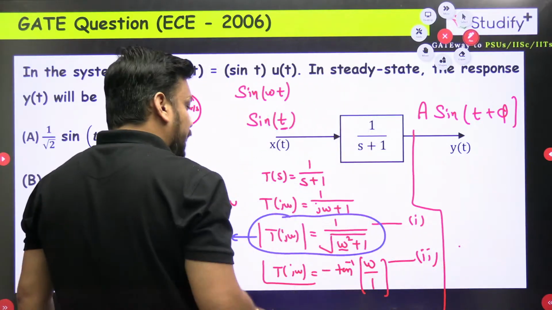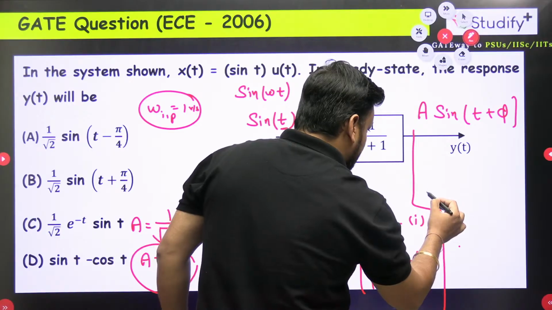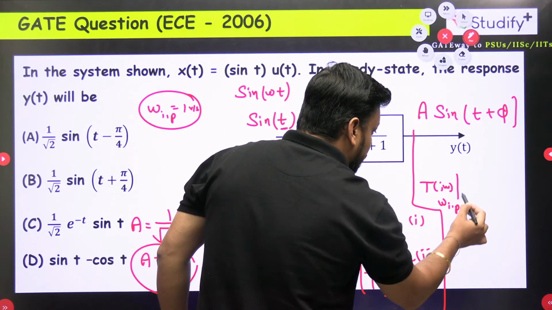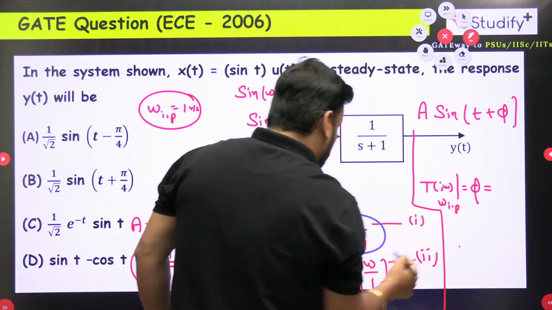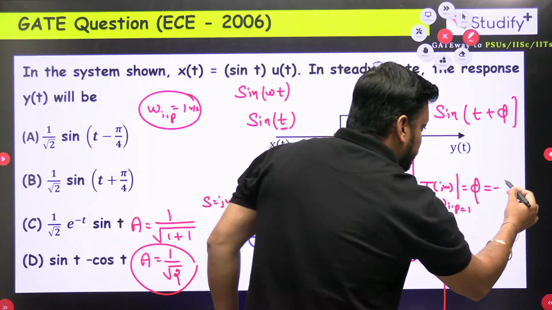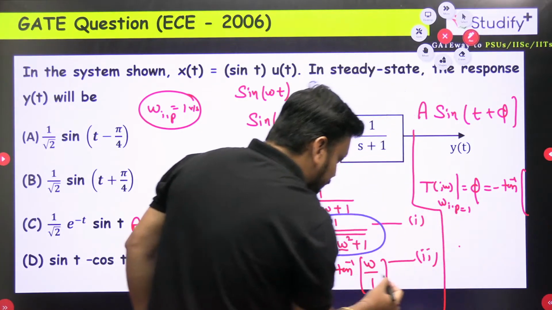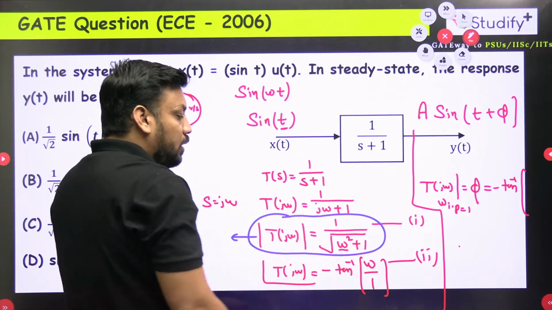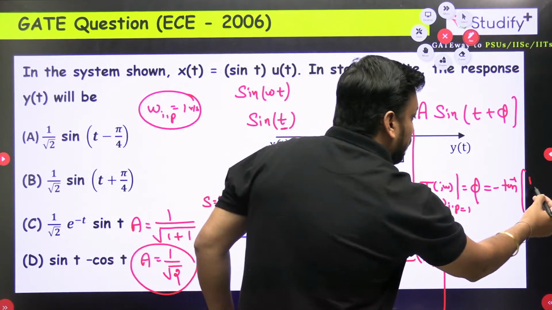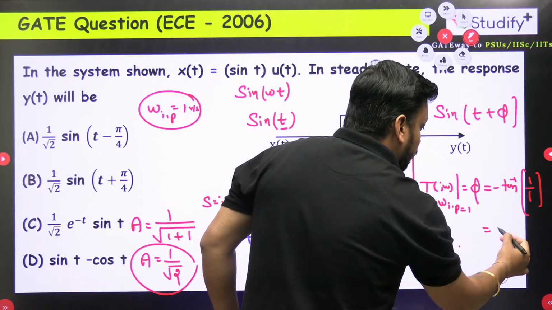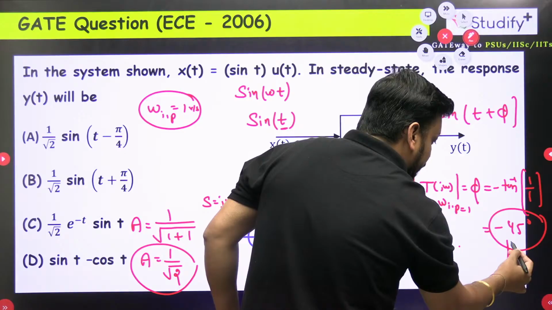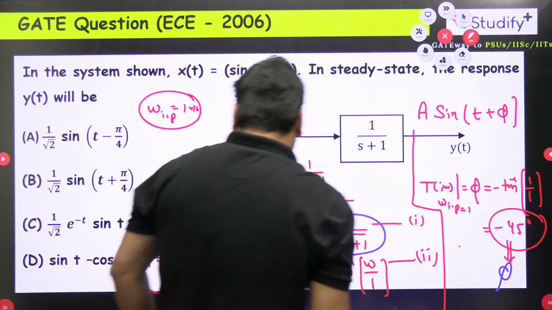Now tell me the angle. We all know that the angle of T(j omega) at omega input, we wrote in the last slide, gives you phi. So what is omega input? Omega input is 1. So this is the angle: minus tan inverse, and in place of omega you need to put omega input. Omega input is 1. So this is 1 by 1, and tan inverse 1 is how much? 45, with a minus sign. So minus 45 degrees. Yes. So this is the entire value which is phi, and this is the value which is A.